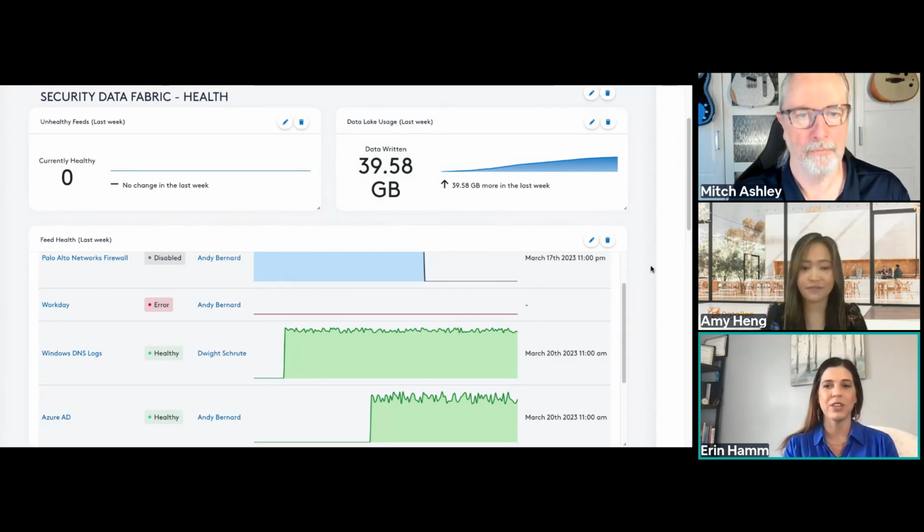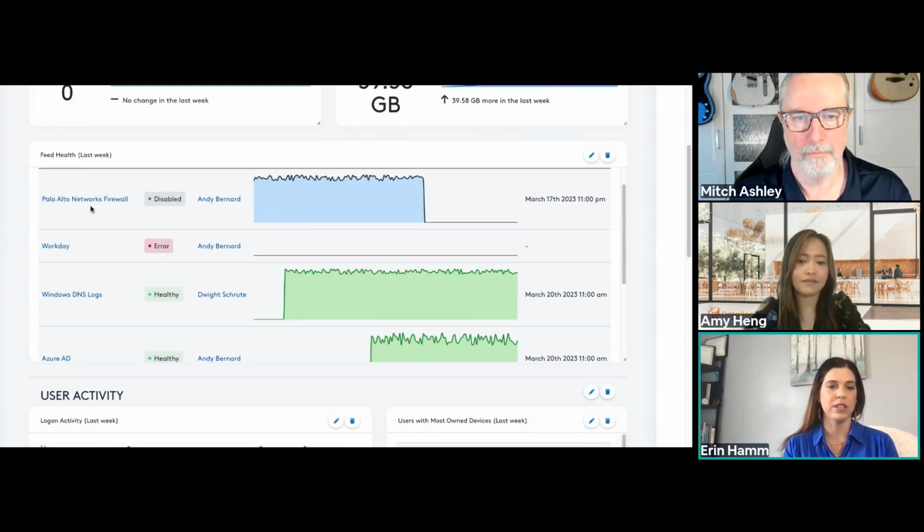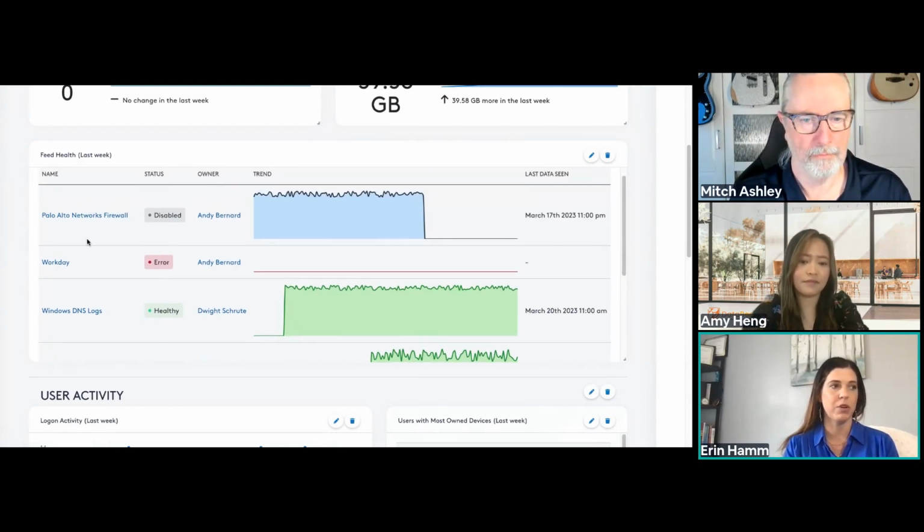But we also have our feed health. As we're looking at the data, we can bring in all of these. We have around 200 supported feeds today. So we bring in each one of these various feeds, and we can understand the status of them. So we can see, okay, has it been disabled? So the user has disabled this. Is there an error? Is it healthy? Who's the owner of this data? So Dwight Schrute might be the owner of our Windows DNS logs.